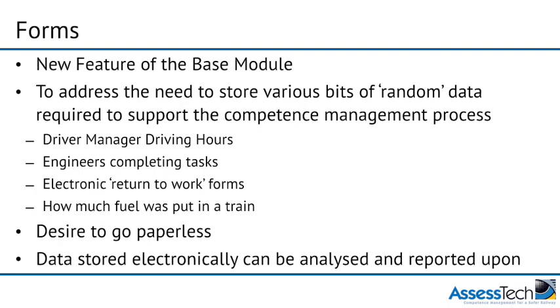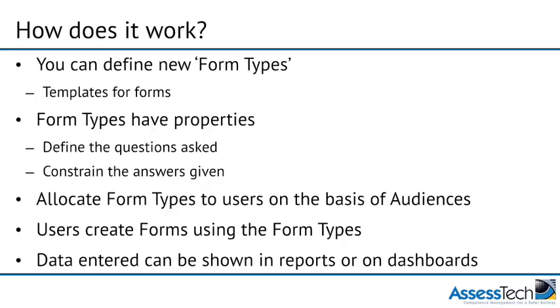So it works in very much the same way the rest of the system works. We've got these new things called form types, and these are the template that you build for the questions, and they have properties. And the properties are much like the incident type properties. So you fill them in and you can give them names and you order them on the form, and these are the questions that you are asking your candidates when they fill in stuff. And through these you can constrain the answers that you allow them to give as well.